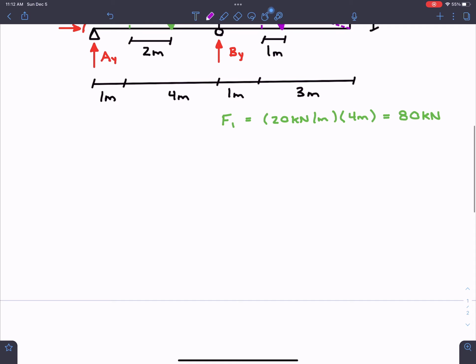I'm going to come down here and say F2 is equal to 1/2, again because it's a triangle, 20 kilonewtons per meter multiplied by 3 meters in this case. So 20 times 3 is 60, divided by 2, we should get 30 kilonewtons.